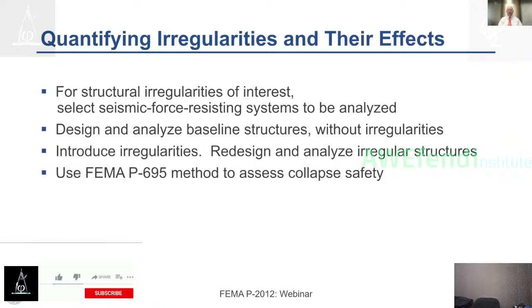So then the way that we approached our work with a focus on collapse was to identify the structural irregularities that we wanted to focus on. We talked about how we selected those, to pick seismic force resisting systems that we could use to specifically analyze those configuration issues, then to design those baseline systems without irregularities, so to design regular systems, and then introduce irregularities and redesign and analyze those irregular structures and understand the degree of irregularity. And for all of those studies, we used the FEMA P695 method to assess the collapse safety of the building.